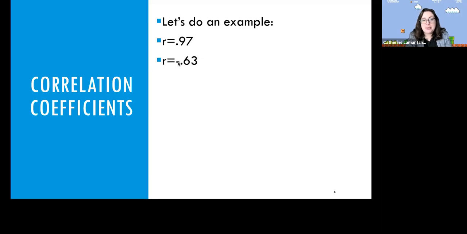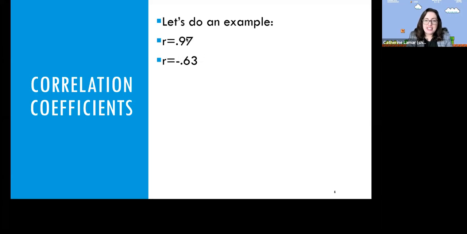Next, we have R equals negative 0.63. This is negative and strong. Awesome. Now, for the next couple of R values, we're also going to throw in some P values too. And this is the key.